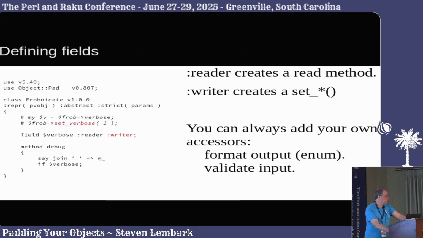If you don't put reader and writer after here, then you won't get the automatic ones. You'll write your own. No harm. If you have a reader and writer, then it's a bad idea to make your own, and you use one or the other. And things that you would use your own reader and writer for, let's say you're storing things as enums. People pass you strings, you store them as numbers for compactness, and then you get them back out again. So you can do whatever you want with the accessors.